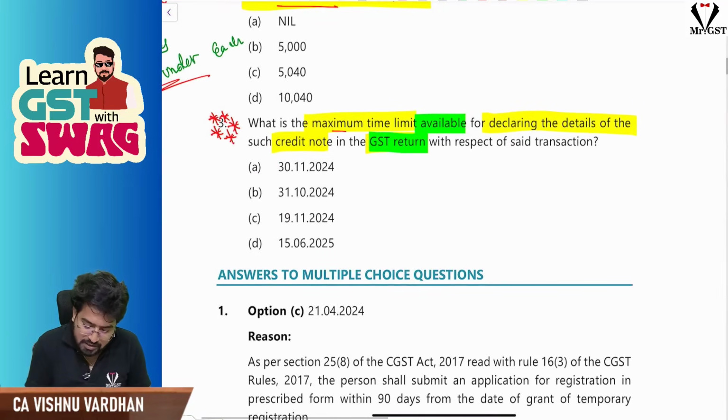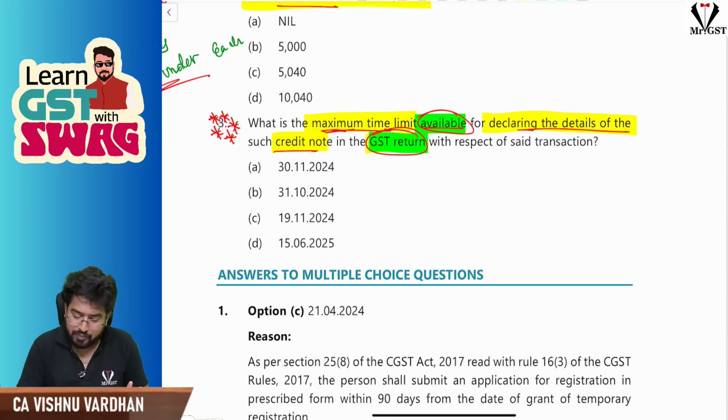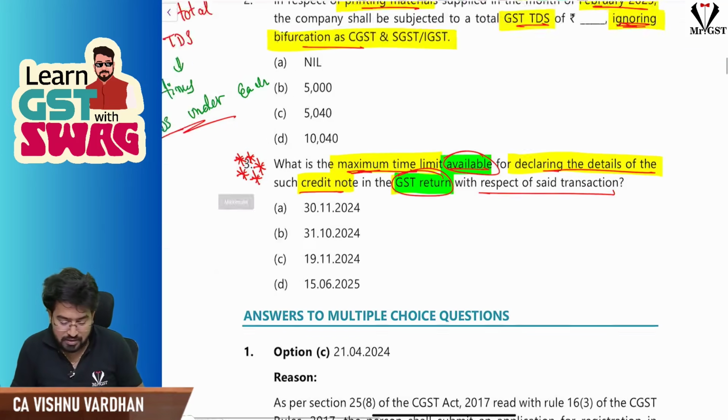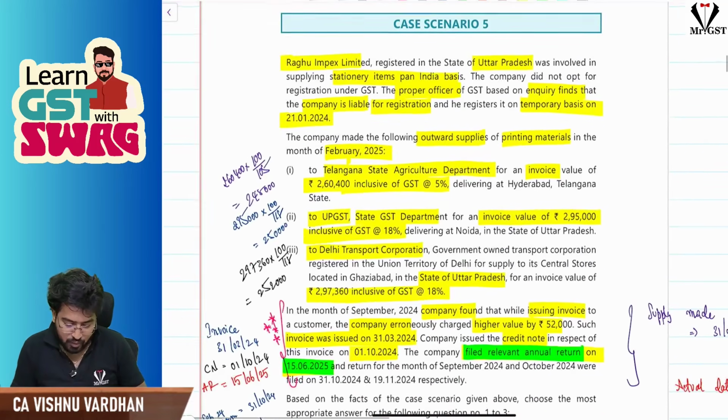Next, what is the maximum time limit available for declaring the details of such credit note in the GST return? What is the time limit? Maximum time limit available with respect to the said transaction? A very good question on credit note actually. This is going to be superb and mind blowing. Mark it very important and keep it for your last day revision, my dear friends. Now coming to the point.